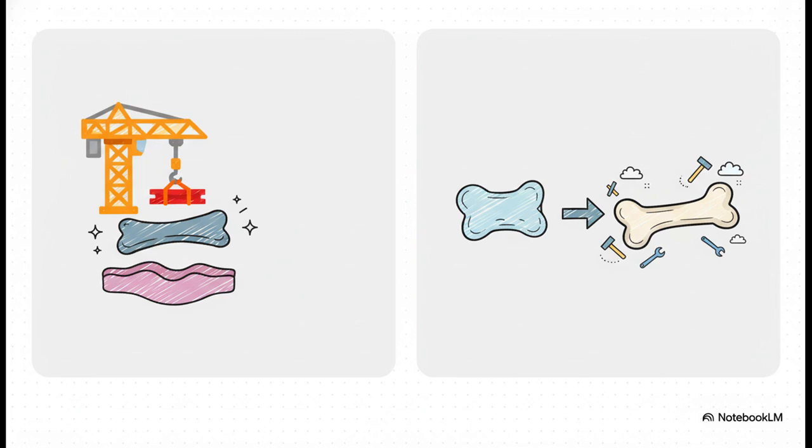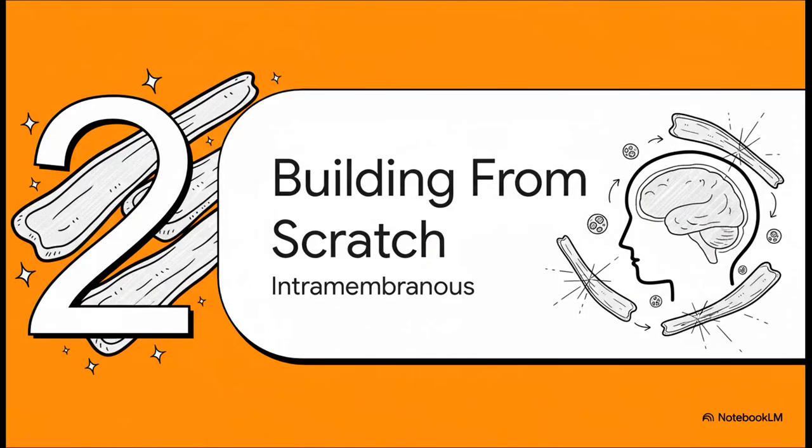Okay, so here they are, side by side. On one hand, you've got intramembranous ossification. Think of this as the direct build method. It's used for flat bones, like your skull, where bone forms directly from a sheet of soft tissue. And then there's endochondral ossification. This is more of a scaffold and replace job. The body first builds a perfect little model out of cartilage and then, piece by piece, replaces that model with real bone. This is how most of our skeleton, like our arms and legs, is formed. So let's dive into that direct build method first.